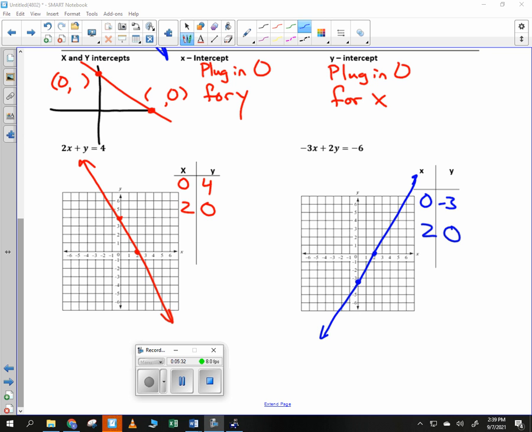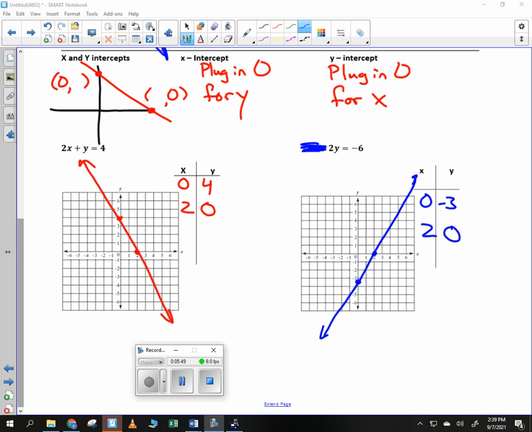When you're done, you can look up and see if your graph matches mine. So I want to show you again really quick what I did. I crossed off the x's. If you cross off the x's, it says 2y is negative 6. So what's y?